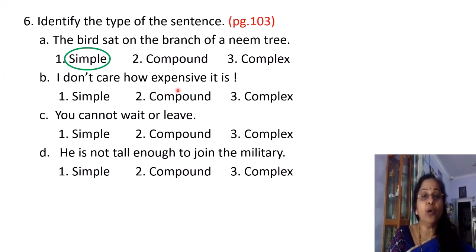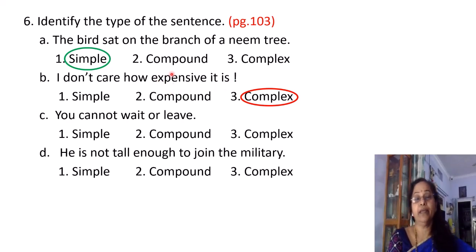I don't care how expensive it is. So what type of a sentence? It is a complex sentence because there are two clauses here. I don't care is one clause. A clause is a part of a sentence which gives complete sense. And how expensive it is is another clause. So when two clauses are present in a sentence, it is called a complex sentence. There are two different types of clauses: the main clause and the subordinate clause.